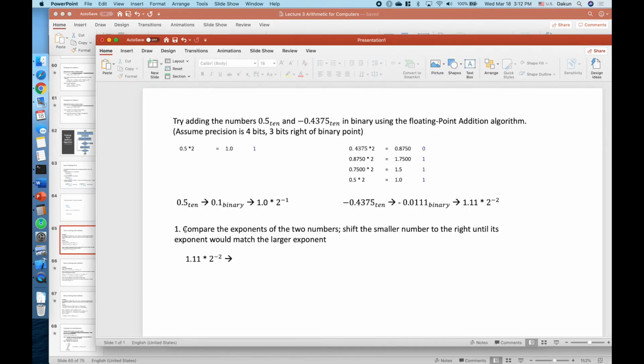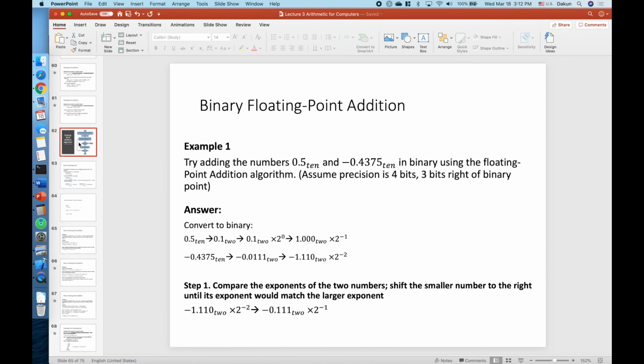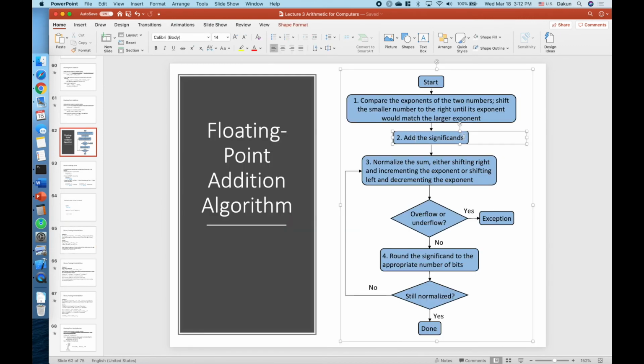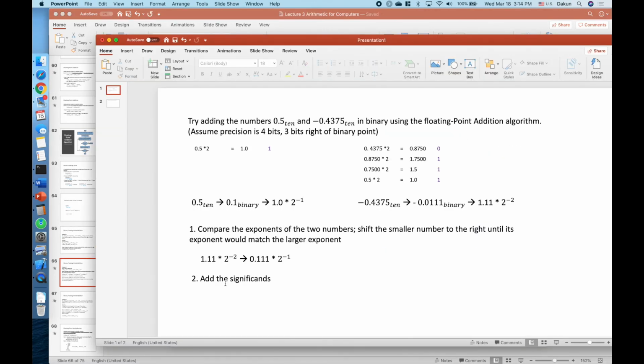So the first step is to compare the exponents. We should shift the smaller number to the right. Then we get, shifted to the right, 0.111 times 2 to the power of negative 1. Therefore, the exponents are matched. Then we can do the second step. The second step is to add the significands.